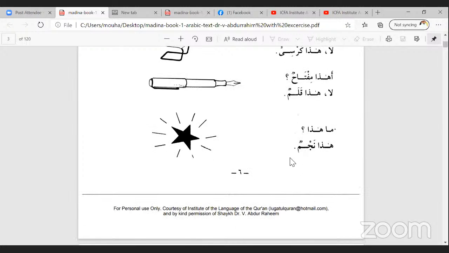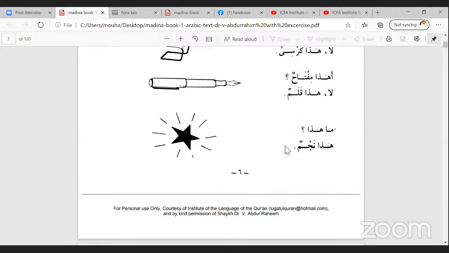The last one from page 6. Ma hadha, what is this? You see something, you're asking, what is this? Hadha najumun. This is a star. All right.